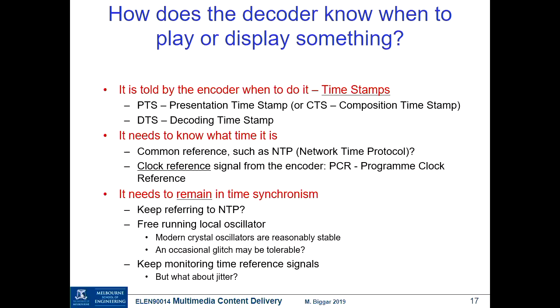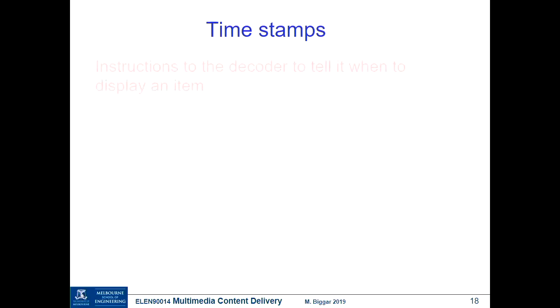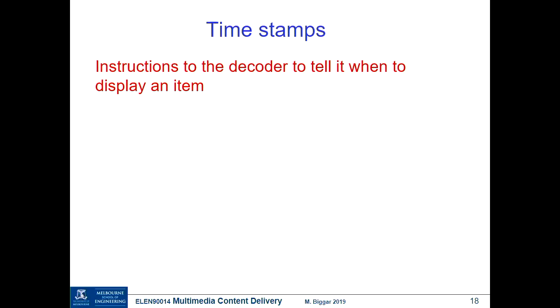Yeah? So we might send off a clock reference signal at a regular interval from our encoder, but because of jitter they arrive at different times at the decoder. So that's what we're going to explore over the next little while. First of all, the timestamps.